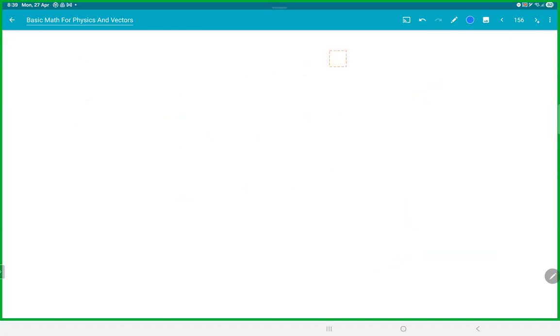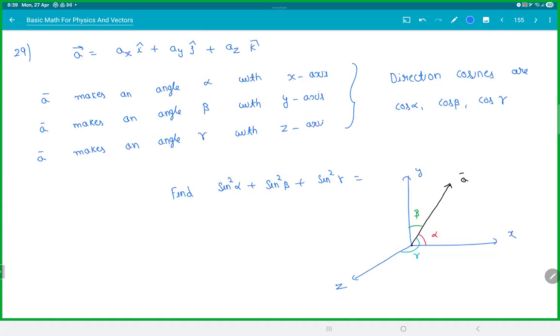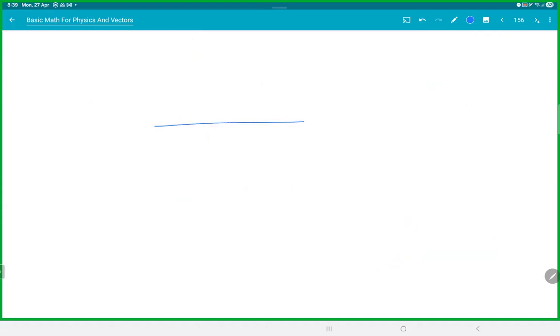Now I'm asking you to find the angle with the x-axis, y-axis, z-axis. So along the x-axis, which vector is there? i cap, isn't it? So indirectly, am I not asking you to find the angle between a bar and i cap, a bar and j cap, a bar and k cap? Do you guys agree with that? If you find the angle between a bar and i cap, isn't that the angle between a bar and the x-axis? Right? So indirectly, that is what is being asked.